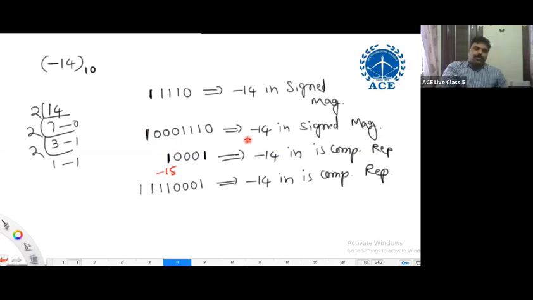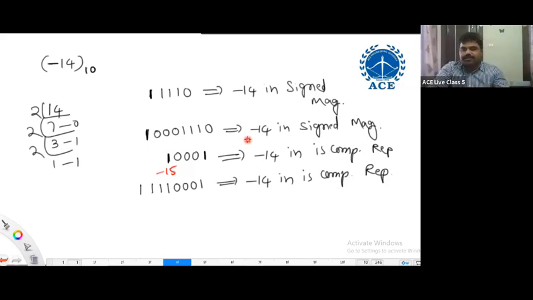Right. Now, let us try minus 14 in 2's complement representation using minimum number of bits. Once again, let us find 2's complement representation of minus 14 decimal using minimum number of bits. How many minimum number of bits? Using 4 bits, what is the range? Minus 8 to plus 7. Using 5 bits, minus 16 to plus 15.